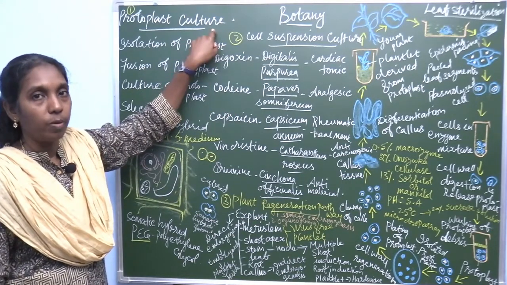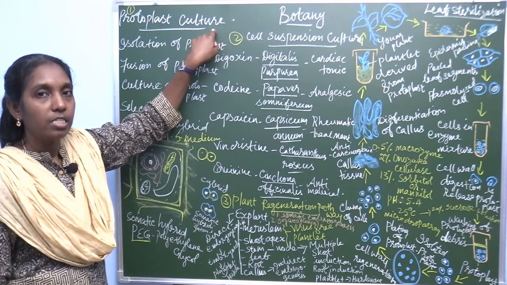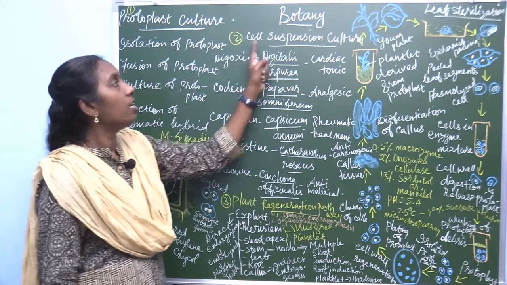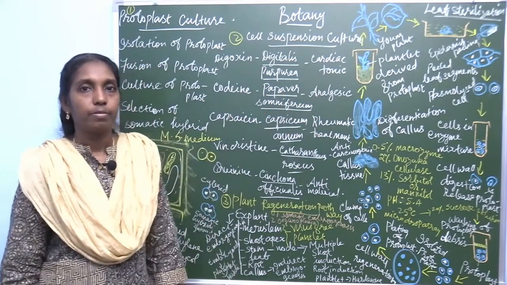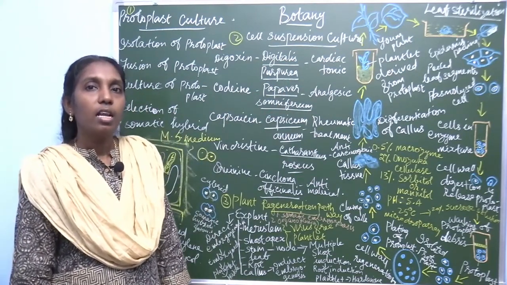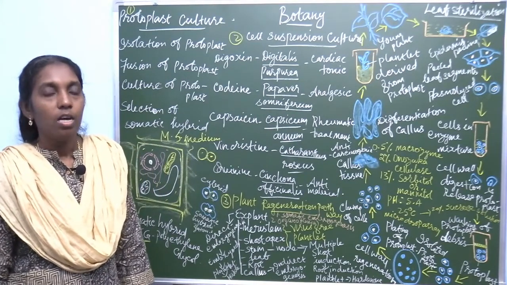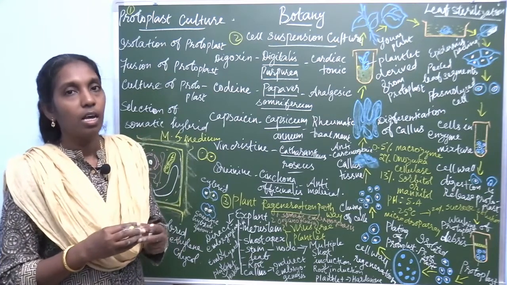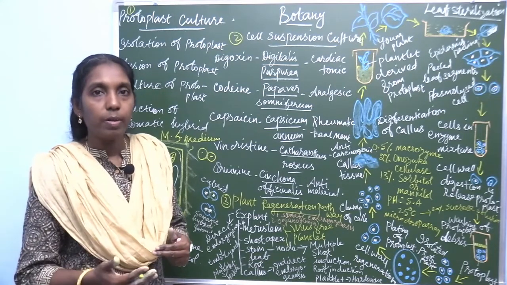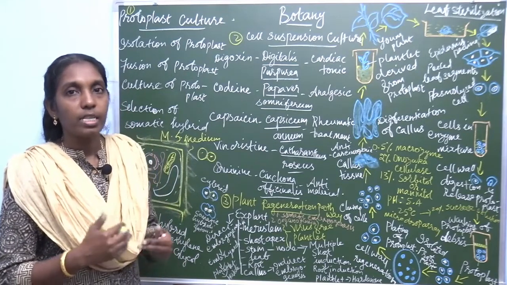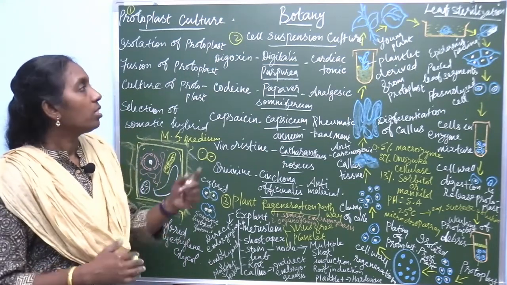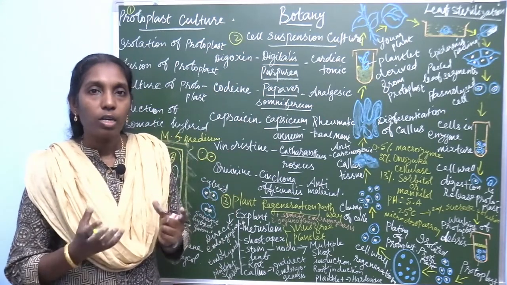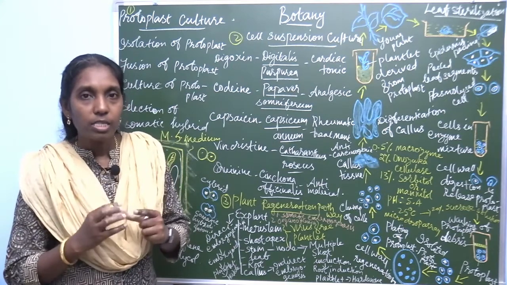So the first type is protoplast culture. This is one type of plant tissue culture. Another type of plant tissue culture is cell suspension culture. What is this? Cell suspension is nothing but a single cell or a clump of cells transferred to a liquid medium to produce the entire plant. This is developed from the callus tissue. You know that callus is an unorganized mass of cells.